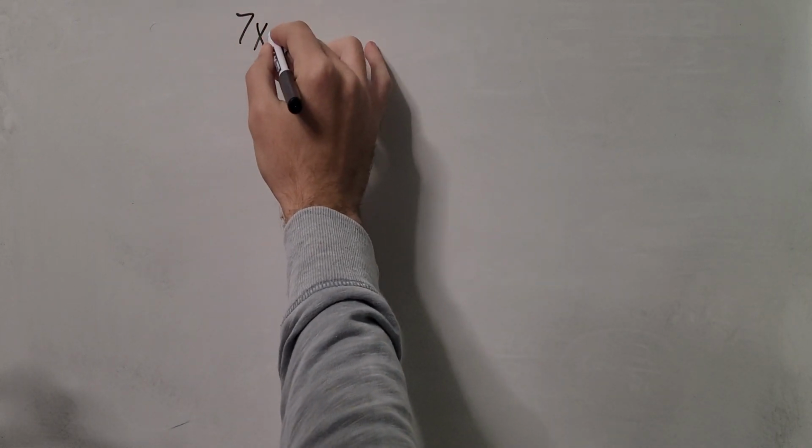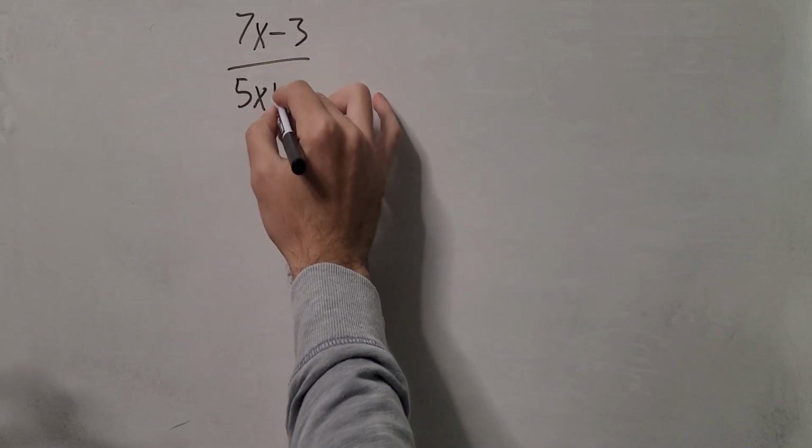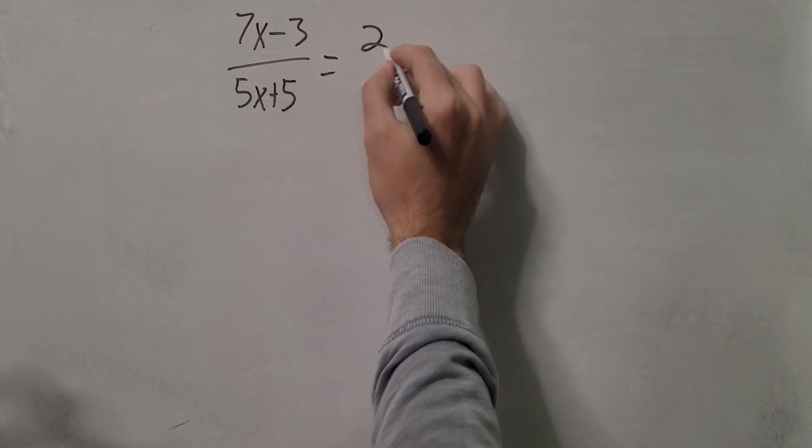All right, moving on. Let's see. Let's do 7x minus 3 over 5x plus 5. This one's a little bit different. Over 2 over 5.